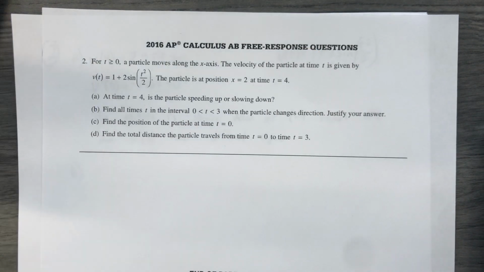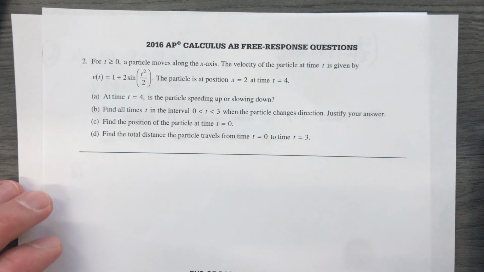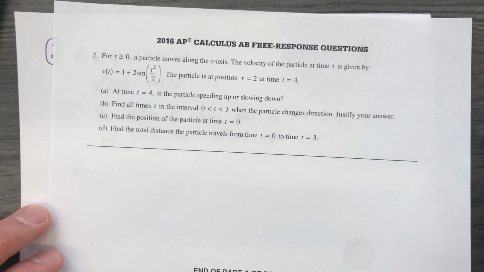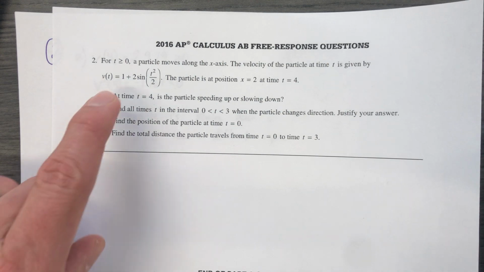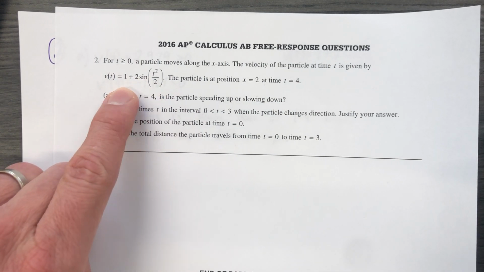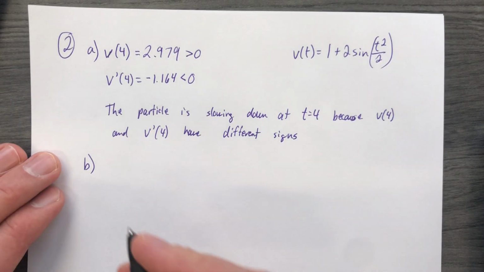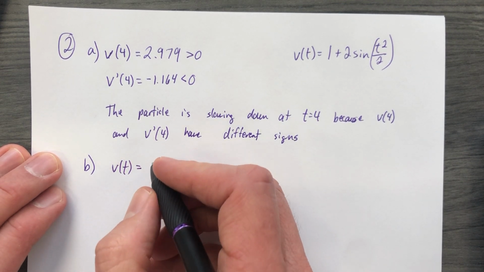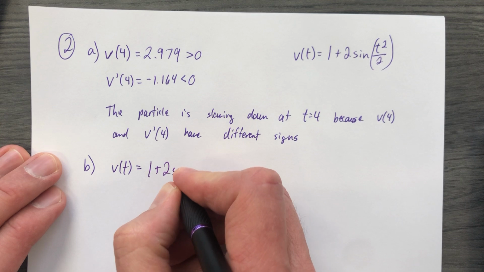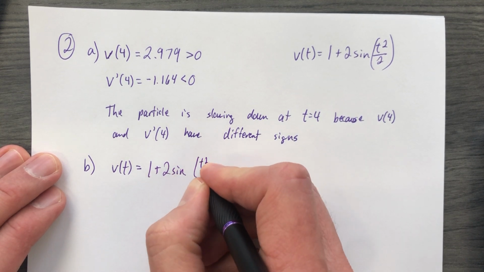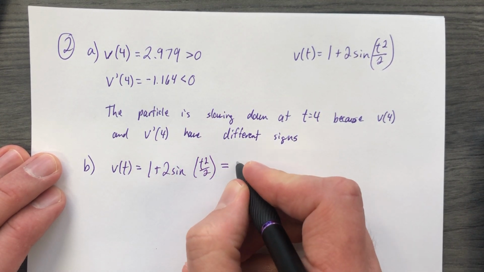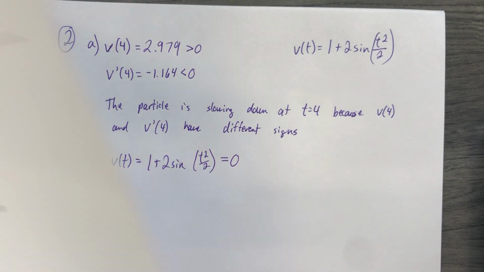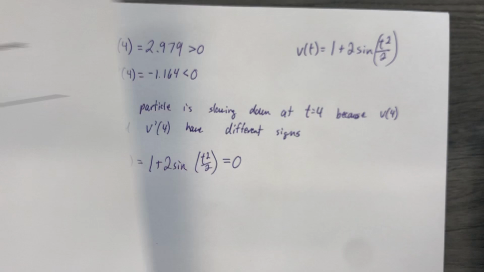Now let's think about that logically. Velocity is going to change signs when velocity equals 0 or potentially doesn't exist. So what we're going to do is find everywhere that this equals 0. So let's do it. I need my velocity, which is 1 plus 2 sine of t squared over 2. I need that to equal 0, and I need to do that only on the interval that they said, from 0 to 3.